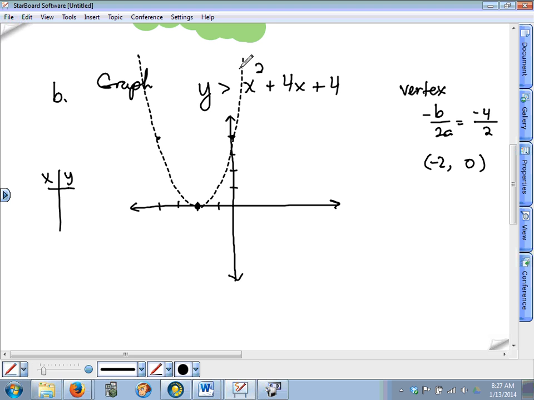Now, test point. This parabola does not pass through 0, 0, so you can use 0, 0 as a test point. Does it satisfy the inequality? We end up with the statement 0 is greater than 4. That's false. 0 is not greater than 4, so we're not going to shade where the test point is. We're going to shade where it is not. Where is the test point not going to be? Inside the parabola.